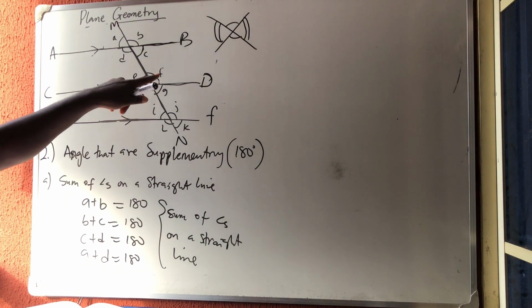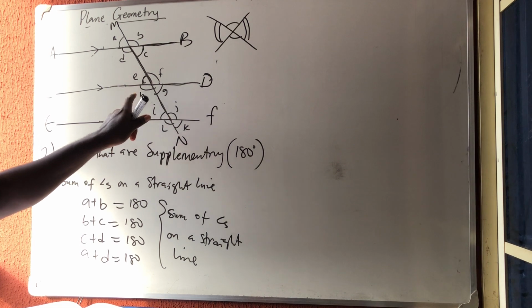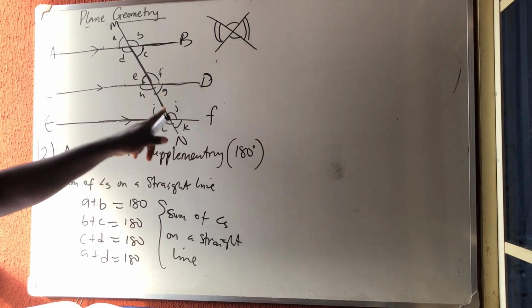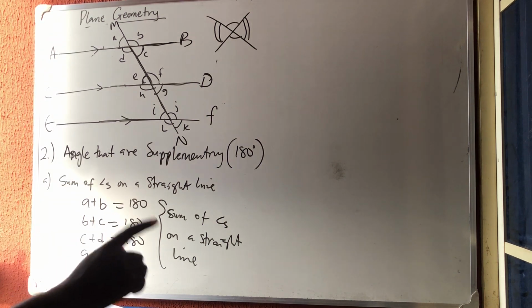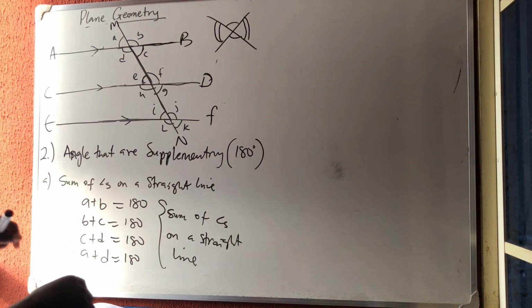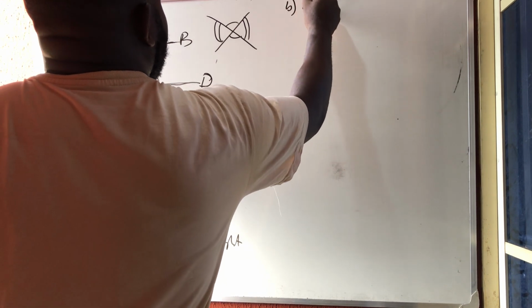So at the second point, do the same thing. This plus this is 180. This plus this is 180. This plus this is 180. This plus this is 180. And at the last point, do the same thing. So anything that can give you half of a circle is called angles on a straight line. So number 2 is called the allied angles.